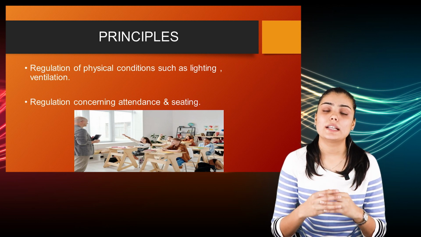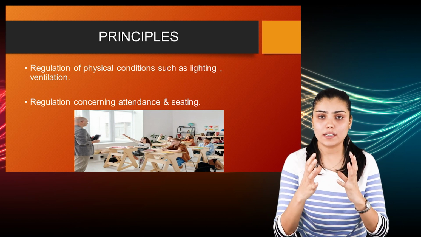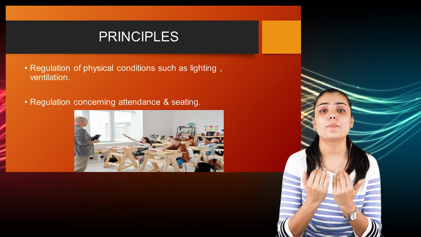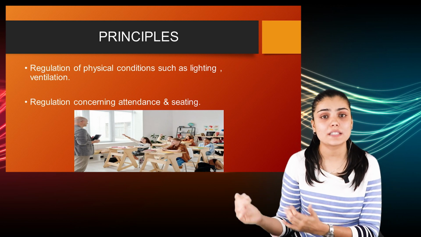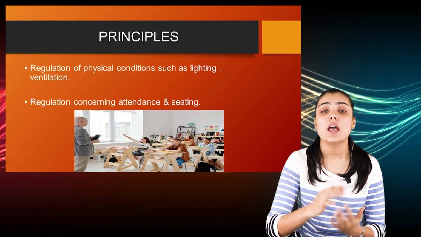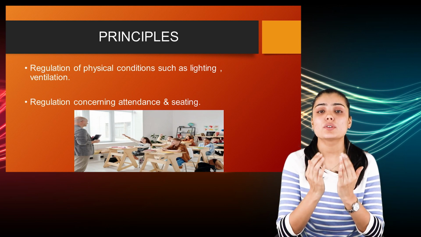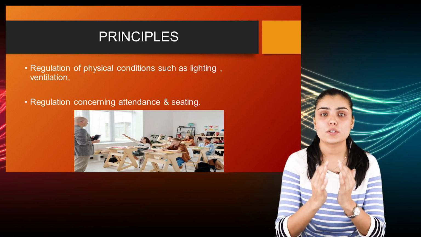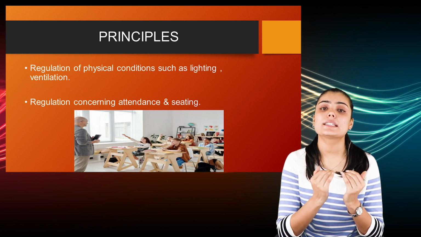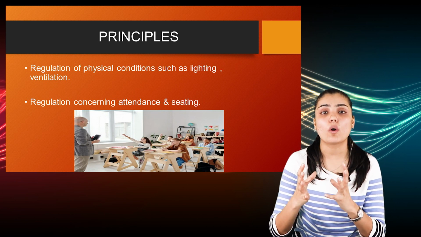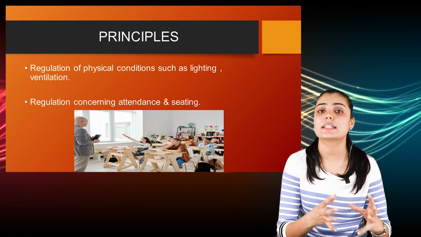The next principle is regulation concerning seating and attendance. So, in a classroom, for the students to learn, the environment must be comfortable. The students must have their respective seats, right? They must have the table to keep their notebooks and write what the teacher is teaching, right? So, the first principle is to make sure that the physical condition of the classroom is good, and the second principle is regulation of vital aspects within the classroom, such as seatings and attendance.